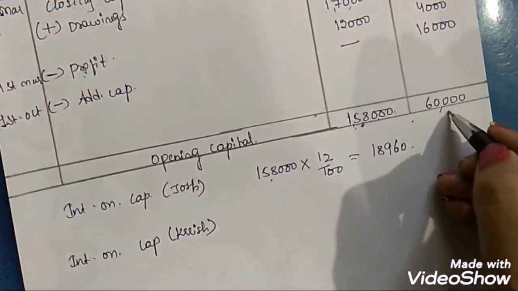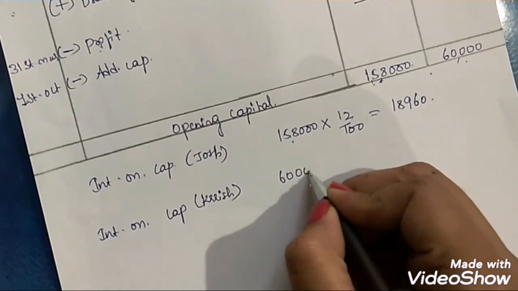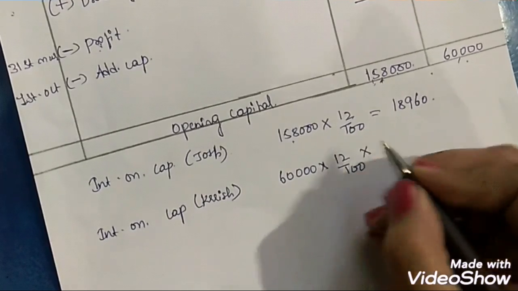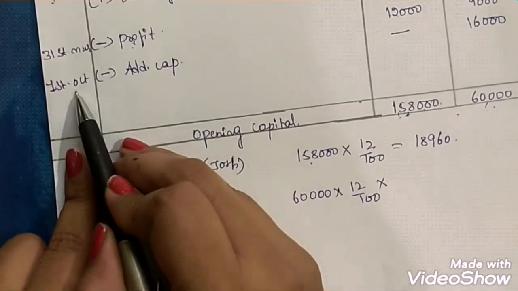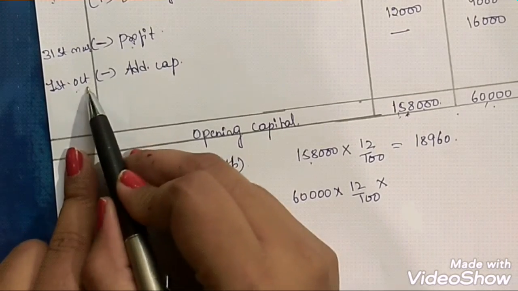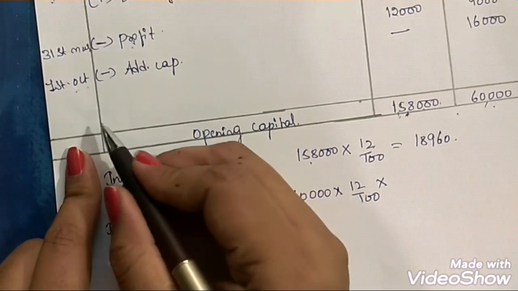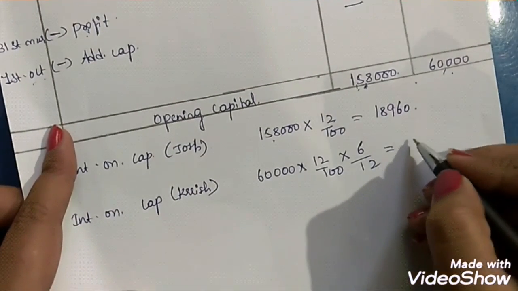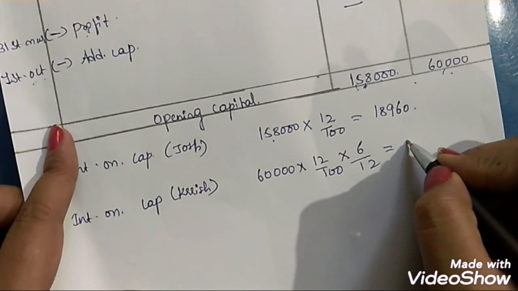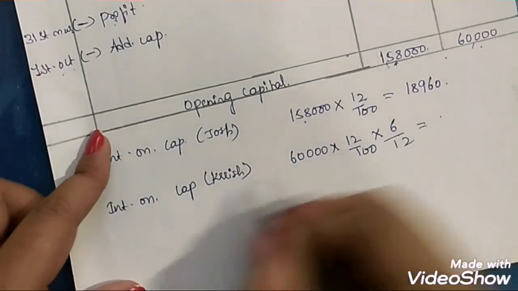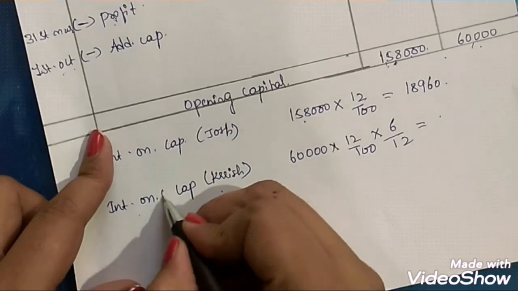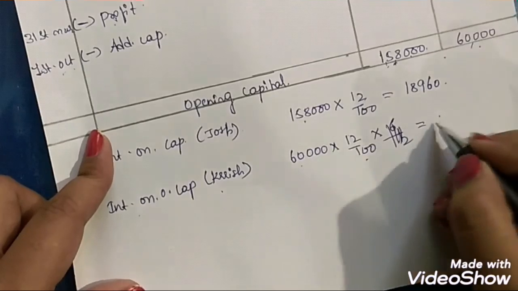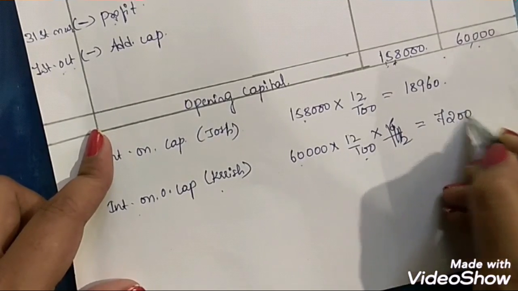Okay, now interest on capital for Krish. Opening capital of Krish is rupees 60,000, and 12% of rupees 60,000. And see, the additional capital was introduced on 1st of October, so from October to March it is 6 months, so 6 divided by 12. Sorry, first of all let's find out the interest on opening capital here. So 60,000 into 12 divided by 100 would be rupees 7,200.